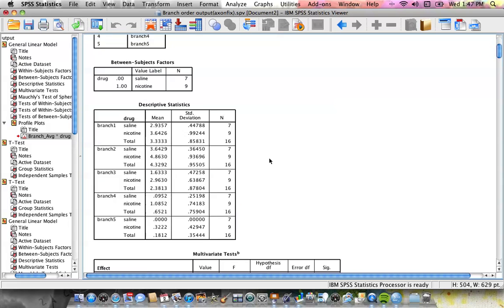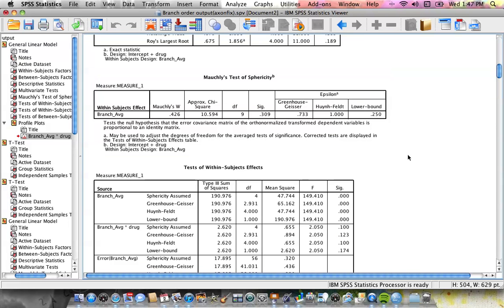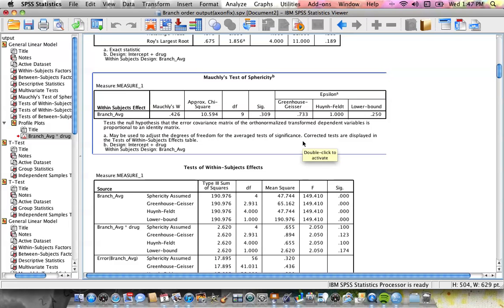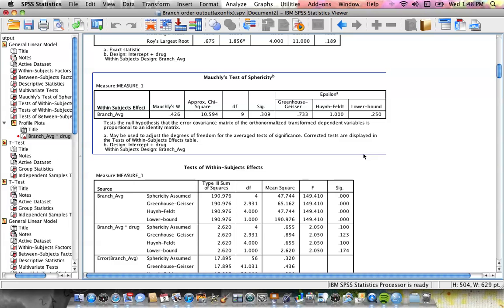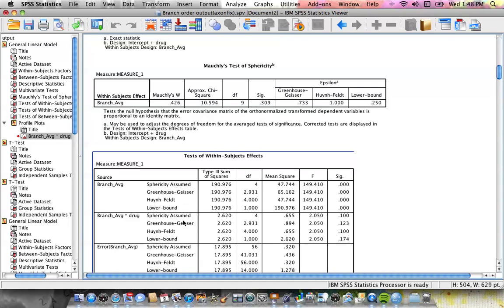Alright, so the first thing we wanted to look at was our test of sphericity. If this is significant, then when we look down at our test of within subjects effects, we would correct for it and use the Greenhouse-Geisser correction to find if there was a significant interaction. But for this parameter, we can see that the sphericity is not significant, so we can assume sphericity.